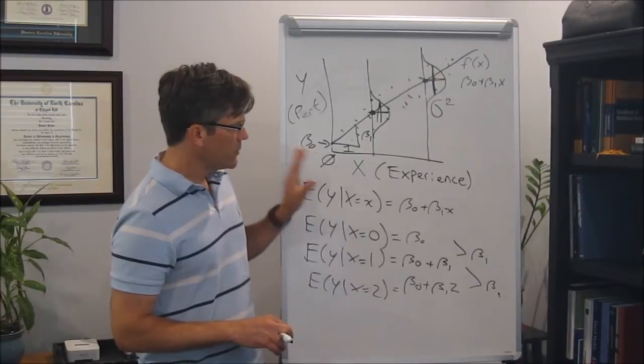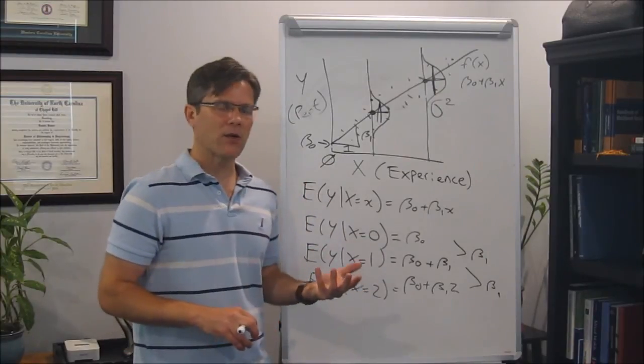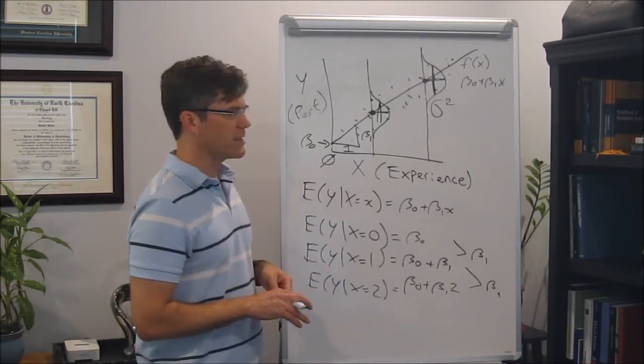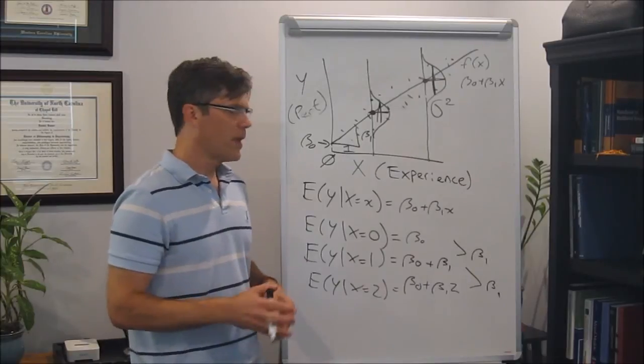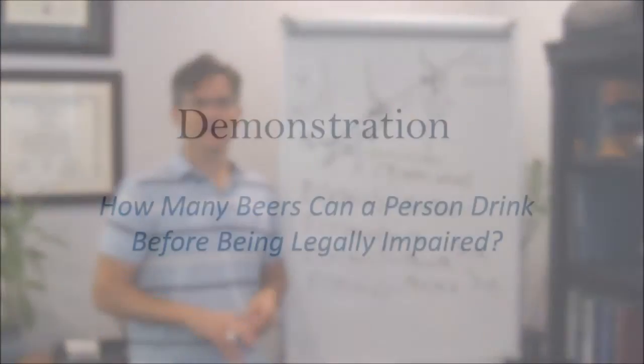But for right now, we really just want to focus on the basics of interpretation. So what is beta naught? What is beta 1? How do we interpret those? How is this a useful way of characterizing the relationship between two variables? So next we're going to turn to a demonstration, and we'll see this in practice.